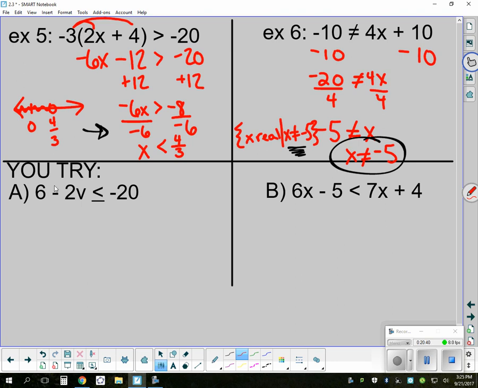Okay, you try. Pause the video. Don't keep watching it. You need to pause it. You need to try it on your own. You need to see what mistakes you might be making, or if you've got it completely correct and you're good to go. Pause the video. Try these next two examples.